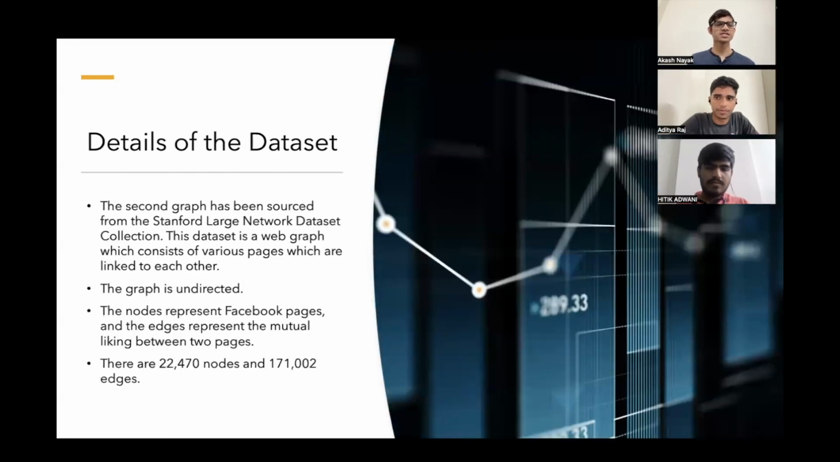Moving on to the next data set, the second data set is of Facebook web pages, sourced from Stanford Large Network Dataset Collection. This graph is undirected, and the nodes here represent Facebook web pages, and the edges exist when there is mutual liking between two nodes that are the web pages. There are about 22,000 nodes and 171,000 edges in this dataset.